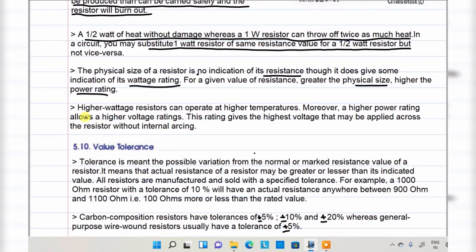Next one, power rating of a resistor. A higher wattage resistor can operate at higher temperatures, that's what P is equal to I square R. It can withstand higher temperatures. Moreover, a higher power rating allows higher voltage ratings. This rating gives the highest voltage that may be applied across the resistance without any internal arcing. Obviously, a high power rating resistor is capable of withstanding higher voltages without arcing. Arcing means a spark will occur in the circuit. Without sparks, our circuit is safe if you are using suitable rating resistors in the circuit.